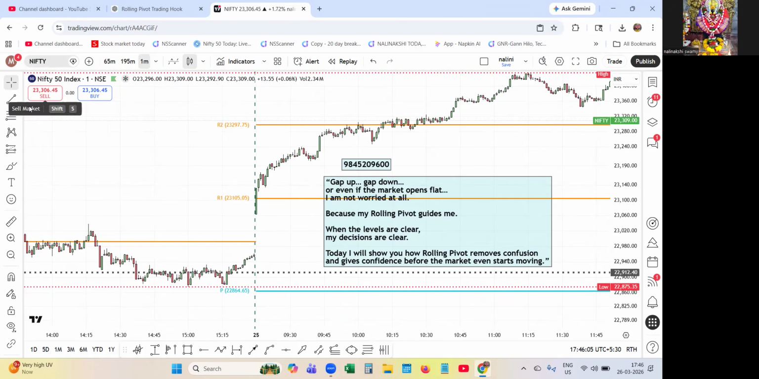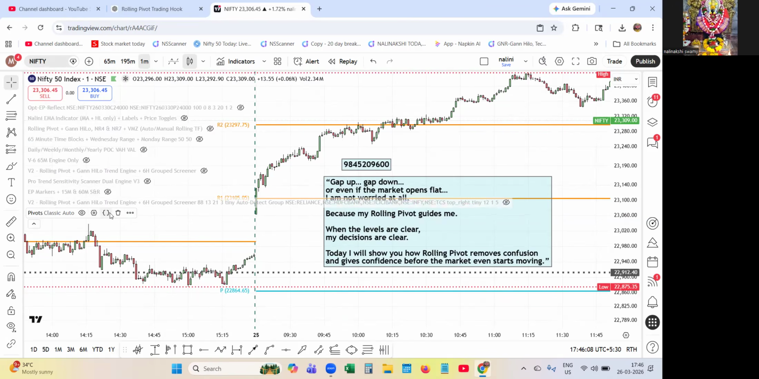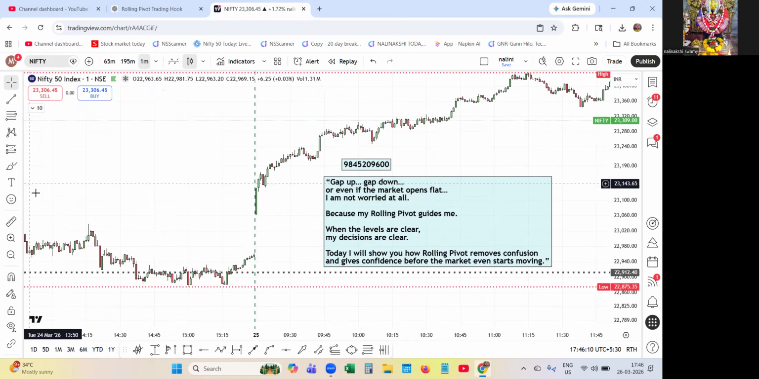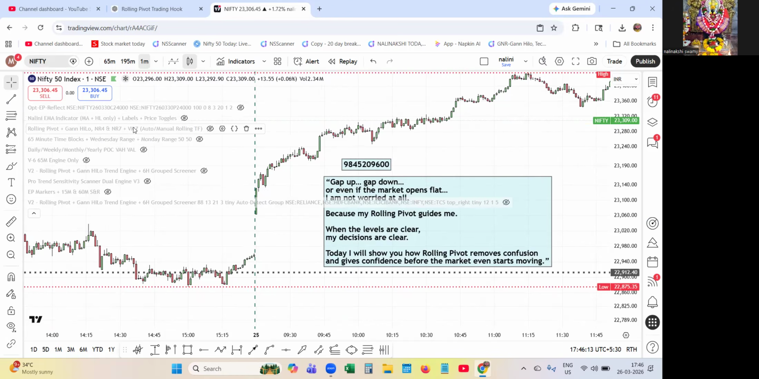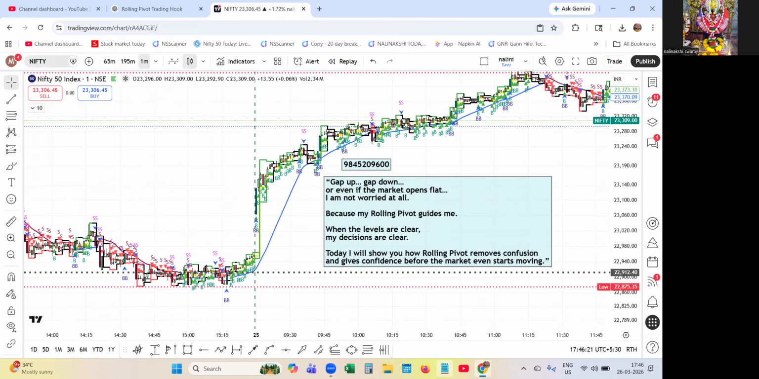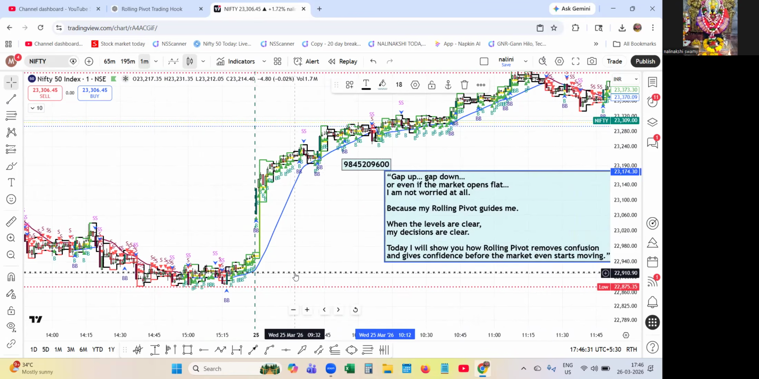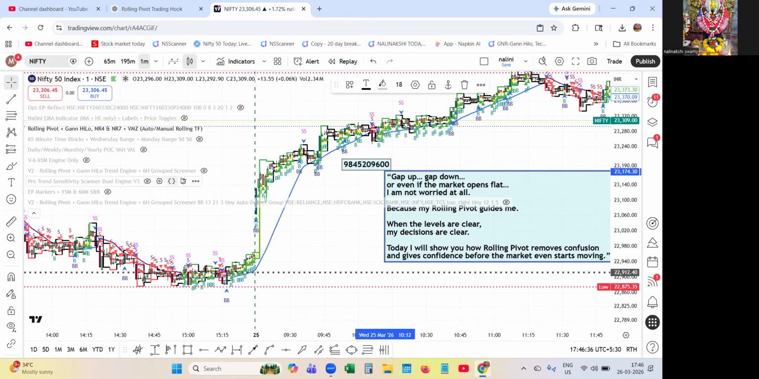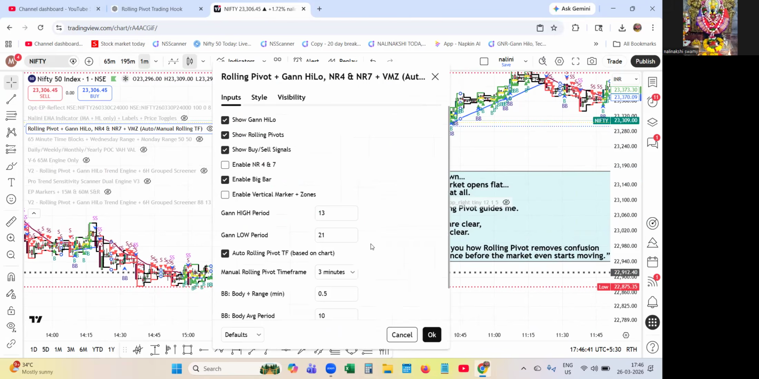See, let me remove this indicator and apply my creative indicator, rolling pivot reversal magic. So you don't see the labels on that. Let me explain. I am on the 1 minute chart. Why am I on the 1 minute chart? I will explain it to you. First, you must understand the settings of the rolling pivot.